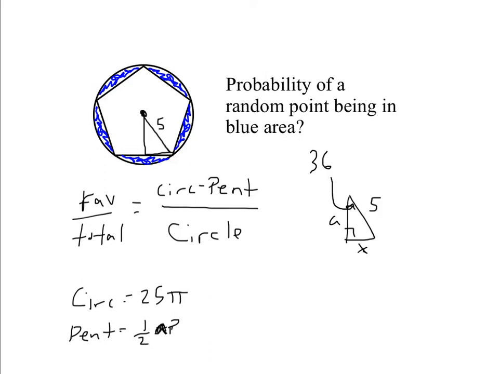So the opposite over hypotenuse would give us x. The sine of 36 equals x over 5. And also the cosine of 36 equals a over 5. From this we can find the apothem, and we can get to the perimeter after we have our x value. So let's first find the apothem. Cosine of 36 times 5, and so the apothem ends up being 4.05.